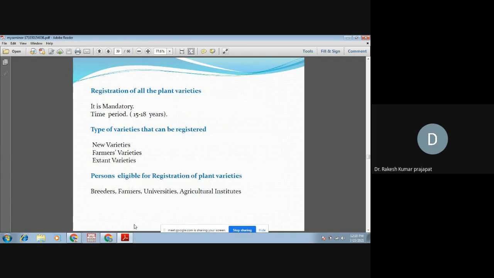Registration for all plant varieties is mandatory, for a time period of 18 years. What types of varieties can be registered? New varieties, farmers' varieties and extant varieties can be registered under the Plant Breeders' and Farmers' Rights Act. Persons eligible for registration of plant varieties are breeders, farmers, universities, and agricultural institute researchers.